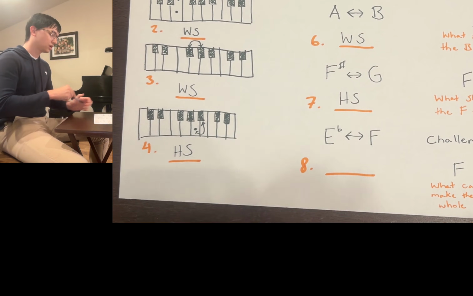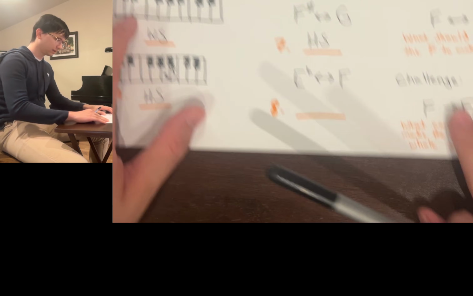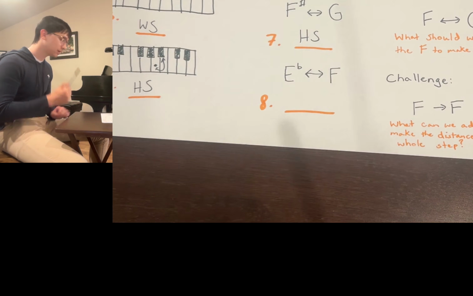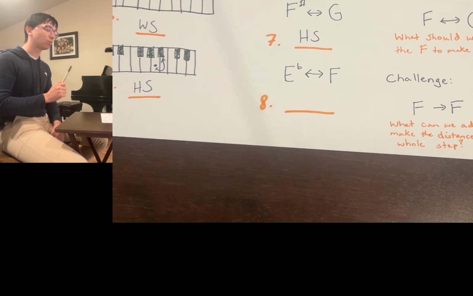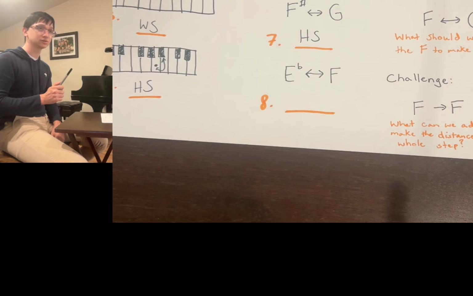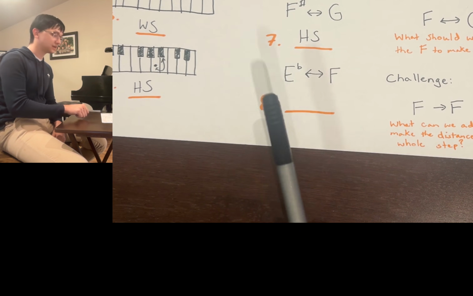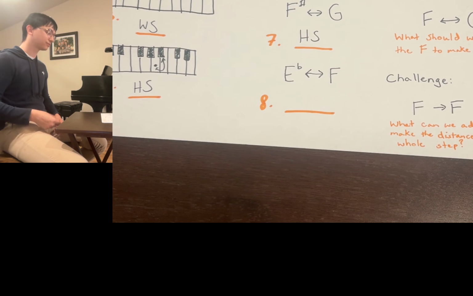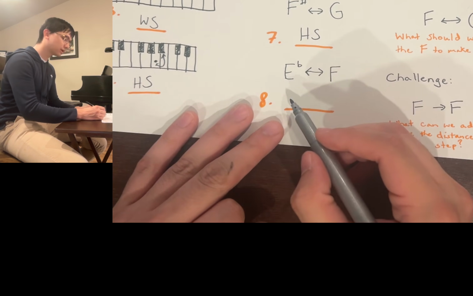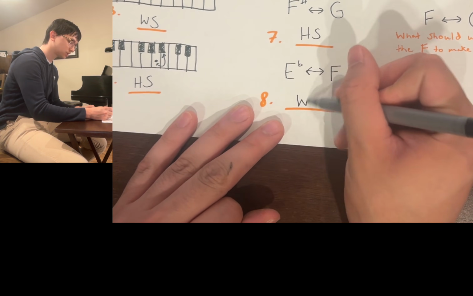Okay? And this last one is a little bit tricky, because if you remember, E to F is one of the places that doesn't have a black key in between. And this E flat sends us further to the left, so further away from F. So this one right here is quite tricky, but it's actually a whole step.